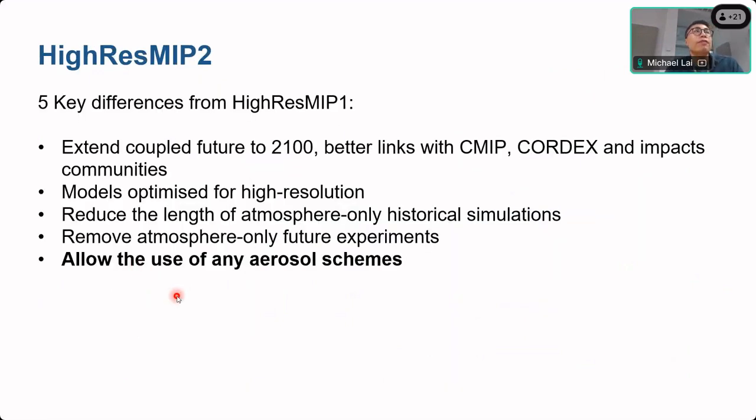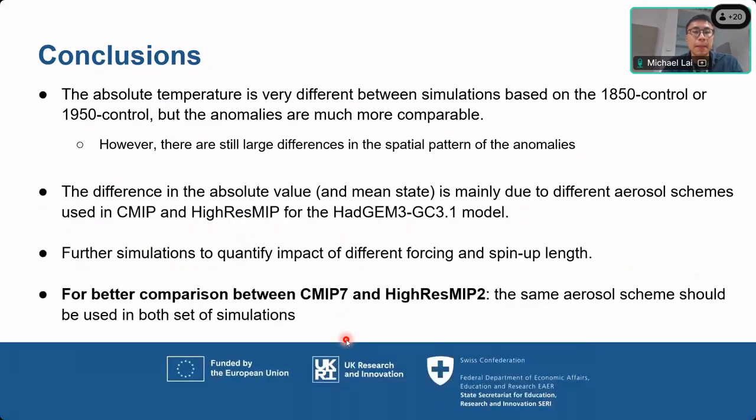But looking forward a bit, for HighResMIP2, there are five key differences from HighResMIP1. The most important one in the context of this talk is that HighResMIP2 allows the use of any aerosol scheme, so it no longer prescribes the EC aerosols. So for HighResMIP2 to better compare with CMIP7, it would probably be best if they use the exact same aerosol schemes, because otherwise the means can be extremely different.